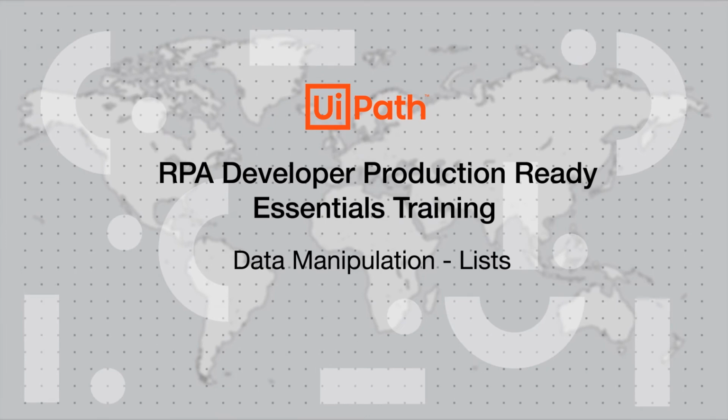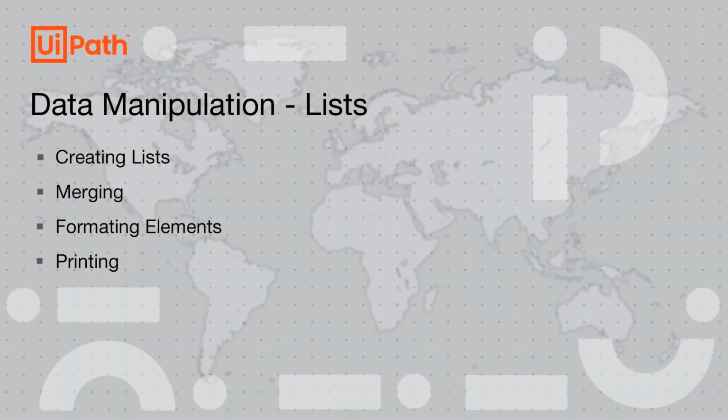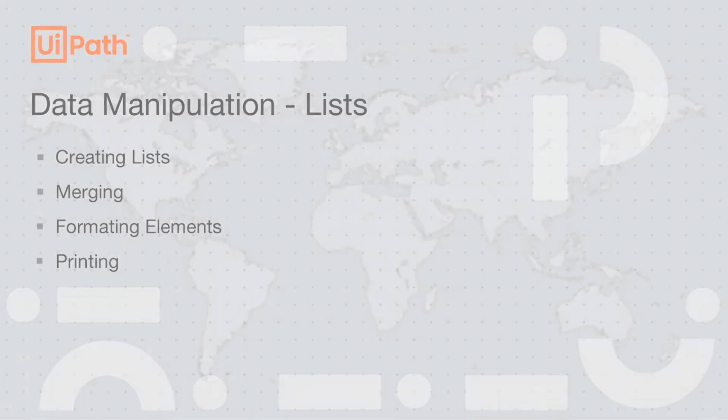In this video, we'll cover working with lists, which are the first data type covered in our current data manipulation lesson. Lists are largely used in programming, and RPA makes no exception. Anytime usernames, employee numbers, invoice numbers, and other elements need to be captured, stored, or processed, lists can be suitable.